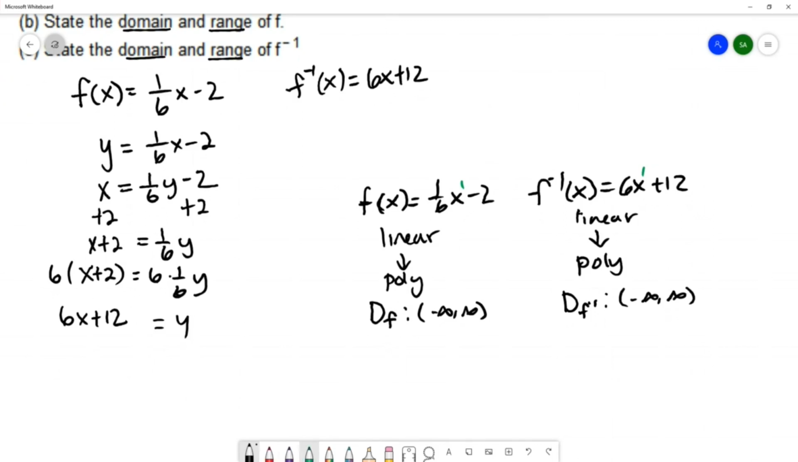So if I'm looking for the range of f, I'm going to use the domain of the inverse because, remember, those x's and y's get switched. So the range of f is -infinity to infinity. And then if I'm looking for the range of f inverse, I'm going to use the domain of f. That's going to be -infinity to infinity. So I've found the inverse, and I've also found the domain and range of each one of these functions.